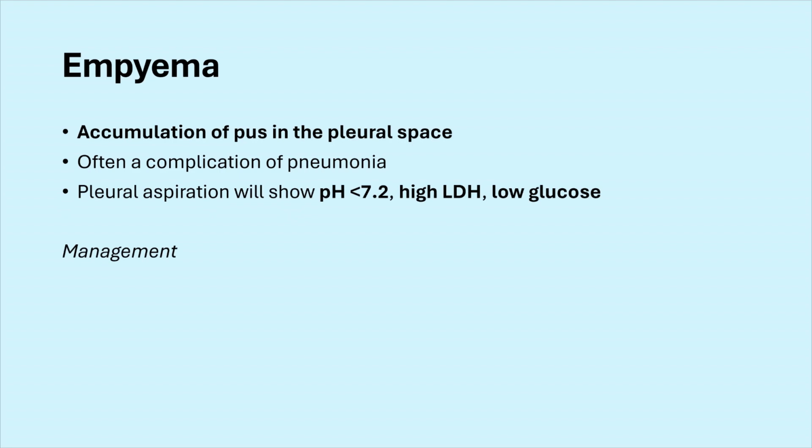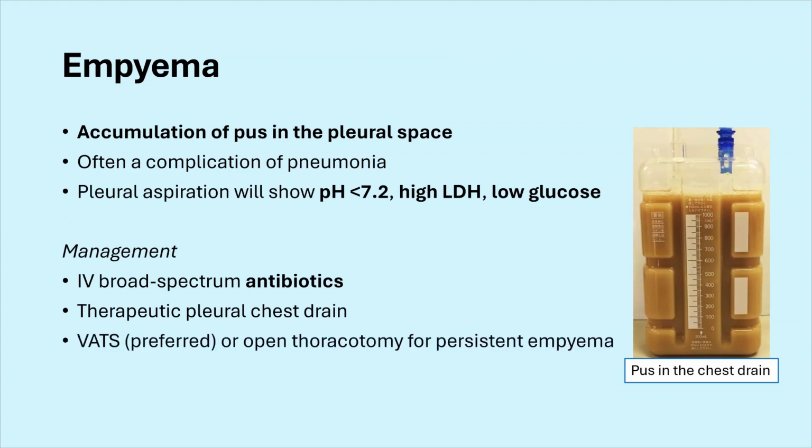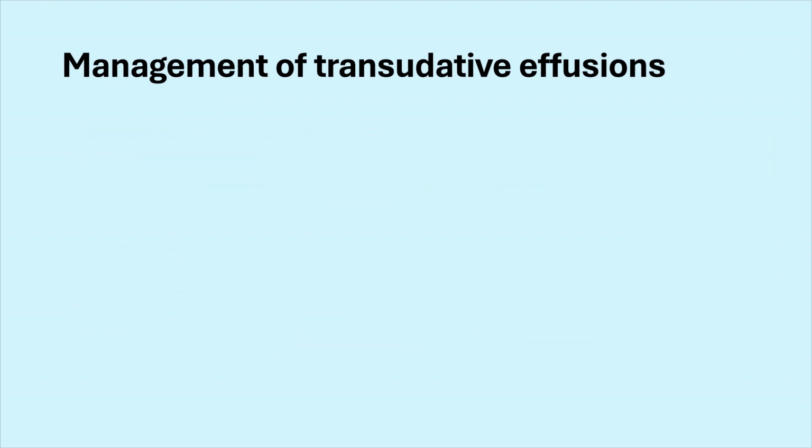Empyema is a medical emergency and needs to be treated with IV broad-spectrum antibiotics. We need to insert a chest drain to aspirate the pus, and this is the kind of image you might see in the chest drain. If there is persistent empyema, a surgical intervention might be needed, such as video-assisted thoracoscopic surgery or open thoracotomy, but this will be specialist-driven. Now, how do we manage transudative effusion?